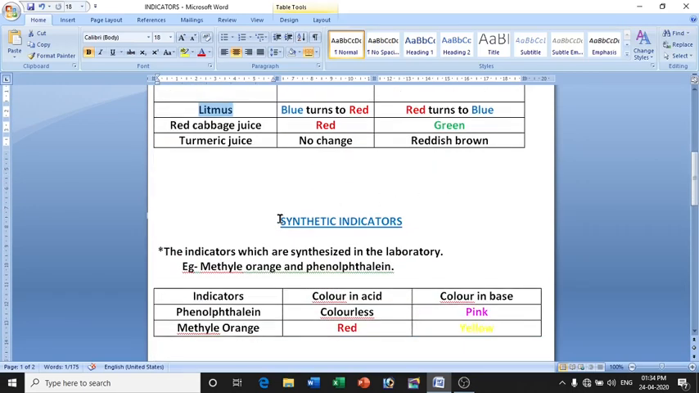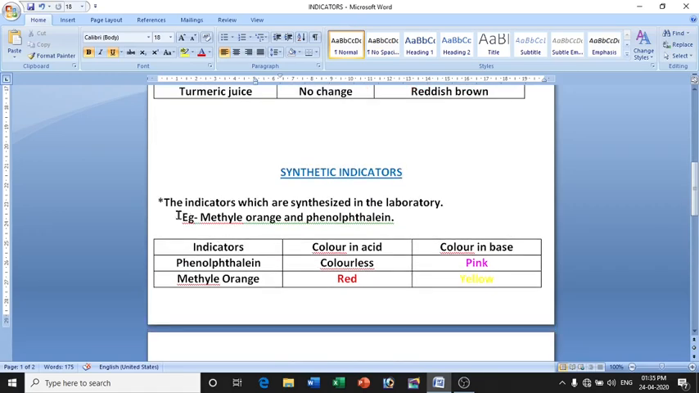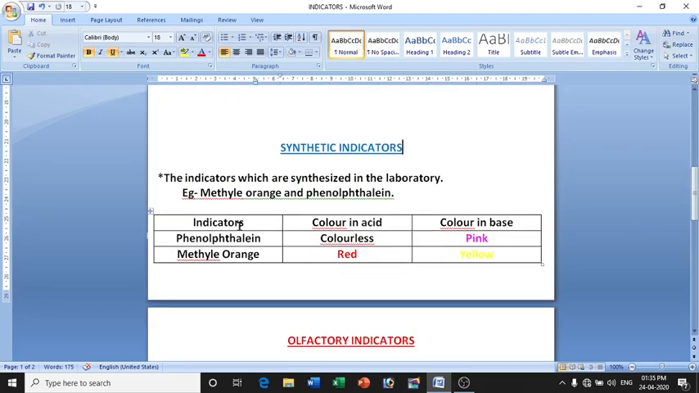Next we have synthetic indicators. Synthetic indicators are also known as man-made indicators. These are indicators which are synthesized in a laboratory. For example, methyl orange and phenolphthalein, and their behaviors in acidic medium and basic medium are as follows. First we have phenolphthalein. When it is treated with acid, it does not give any color, that means it becomes colorless. And when it is treated with basic solution, the color changes to pink.